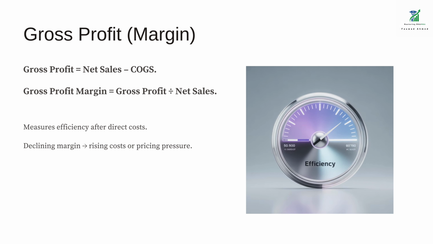production costs. A higher margin means stronger pricing power and cost control, while a declining margin can signal rising costs or competitive pressure. This ratio shows how effectively a company turns sales into profit after covering direct production costs. A declining gross margin can signal rising input costs or competitive pressure, while a stable or improving margin reflects strong cost control and pricing power.